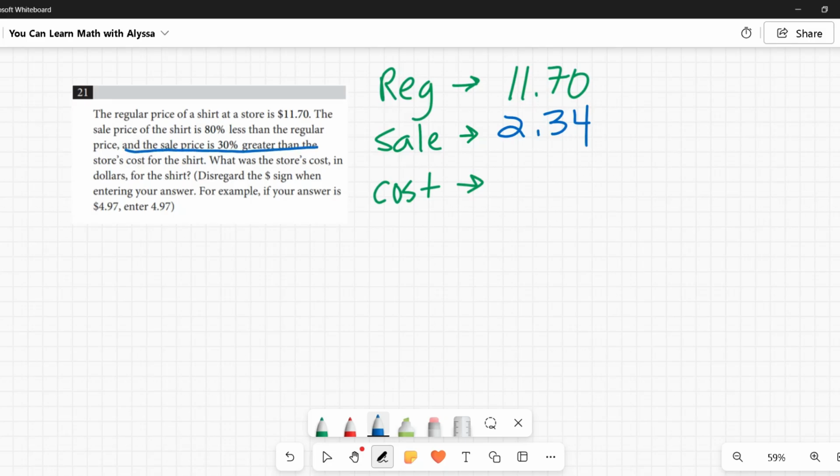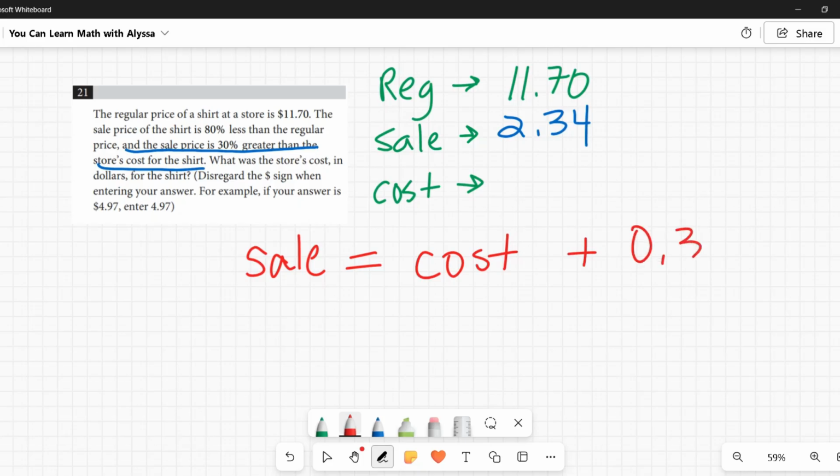And the sale price is, again, 30% greater than the store's cost. All right, so the sale price is 30% greater than the cost. So it's the cost plus 30% of the cost. And so you could add those together and say 1 cost plus 0.30 costs is 1.3 costs. That's odd to think of it that way, but that's what it is.